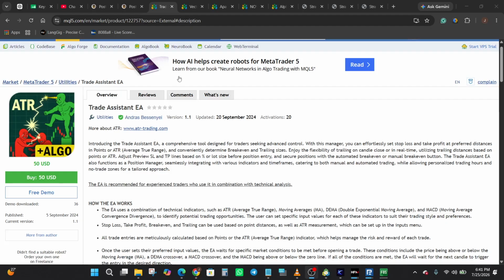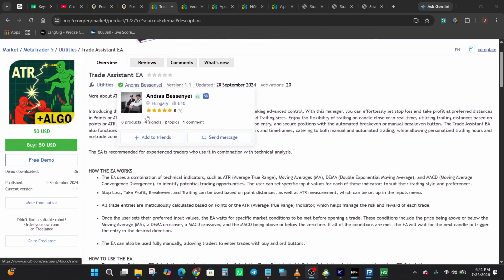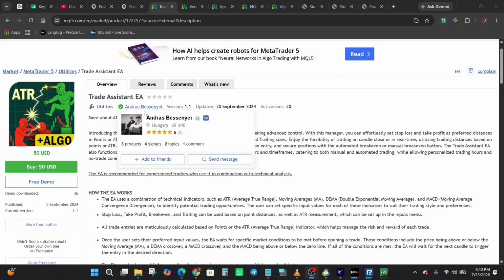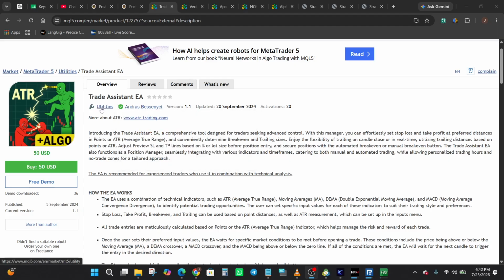All right. Now, the Trade Assistant EA is available for MetaTrader 5. Now we're just going to be walking through the marketplace page from the top. It is developed by Andras Bessenye, listed under utilities rather than experts, currently in version 1.1, and it was last updated back on September 20th, 2024, and it has 20 activations. It's currently priced at $50 US.